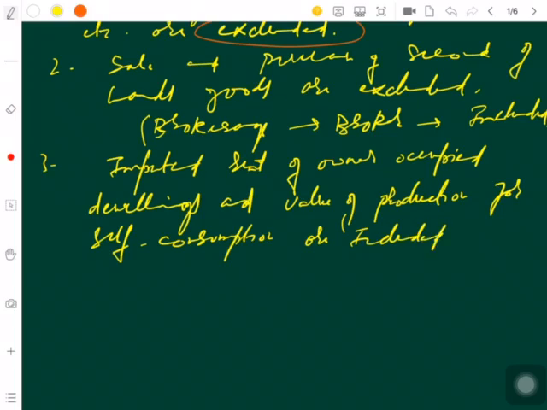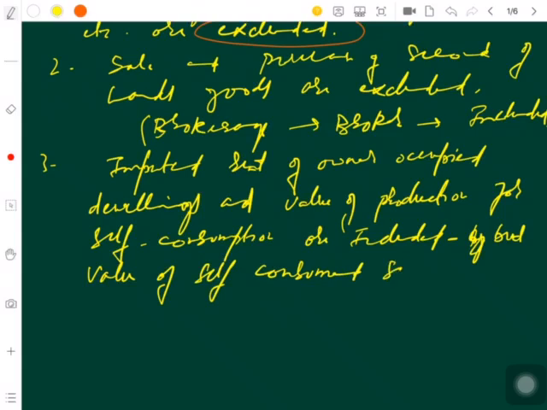But bear it in mind, it's very important here. But value of self-consumed services like our mothers who are working as housewives, it is not to be included. So self-consumed services like those of housewives is not included.